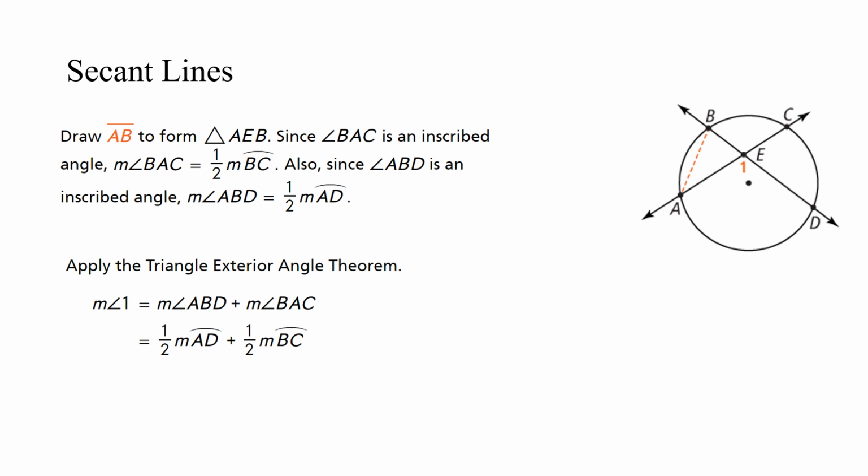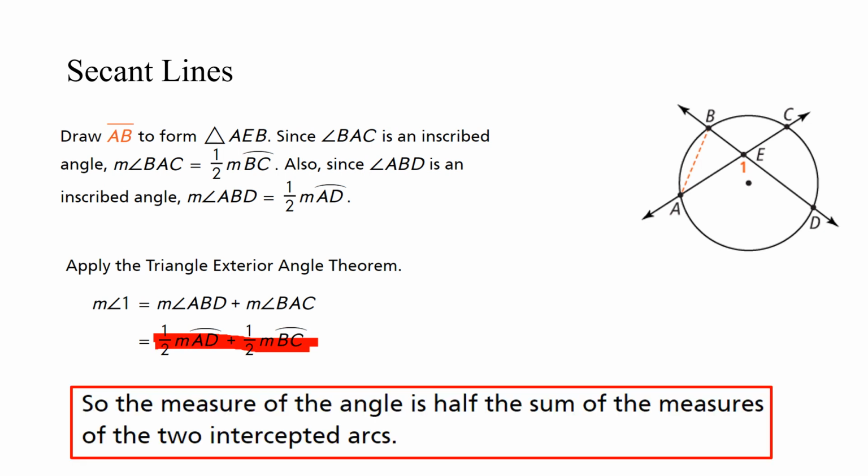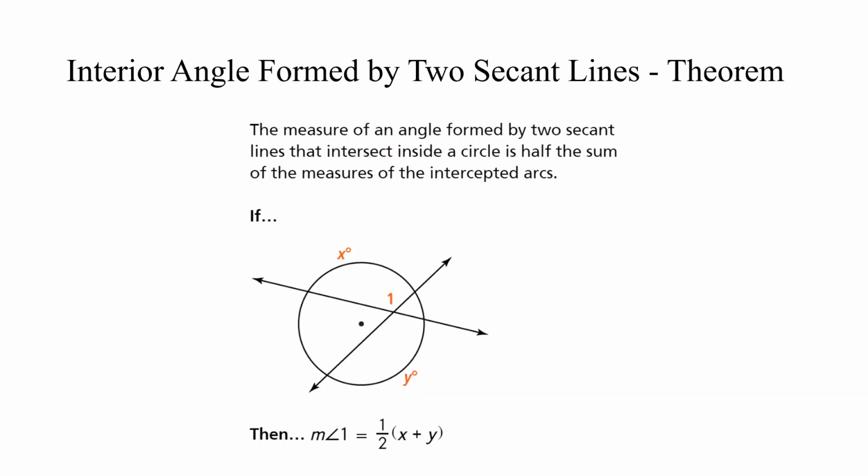Those two angles are inscribed angles, so they're going to be 1/2 the measure of their intercepted arcs, as I have written right here. Simplifying that a little bit, we end up with this expression: the measure of the angle is half the sum of the measures of the two intercepted arcs. Here's another diagram showing that. So the measure of angle 1.